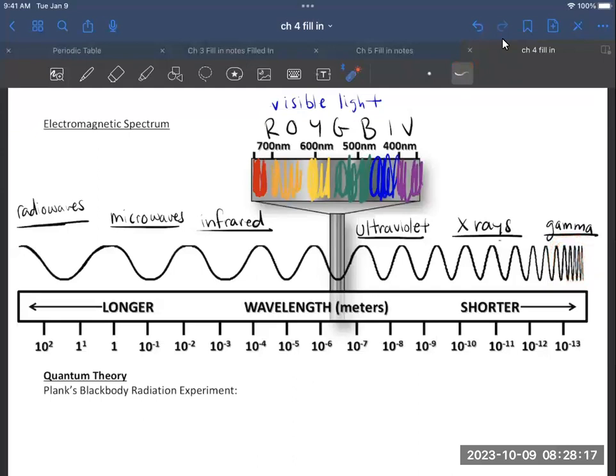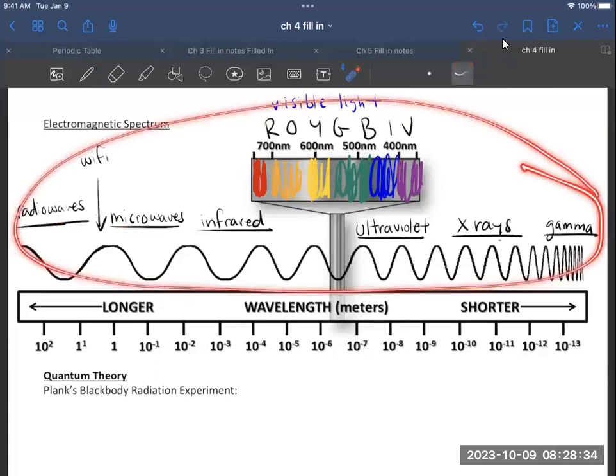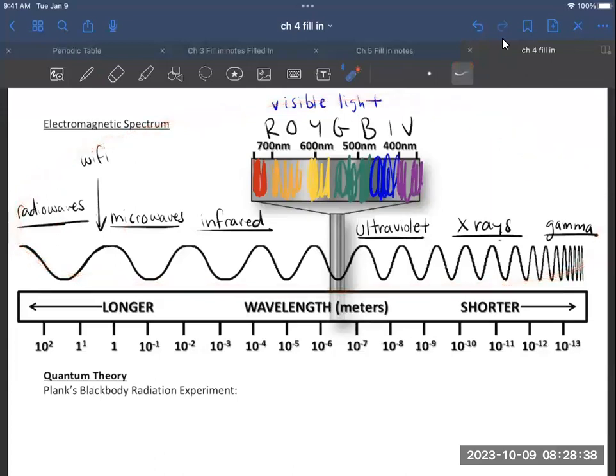Okay, so this is the whole spectrum. There are other things in it, like Wi-Fi signals, which are around here, between radio waves and microwaves. Anyway, everything that you see labeled on here is all made up of the same stuff, which is electromagnetic radiation. We're going to continue to talk about it later, but that's the end of our notes for today.